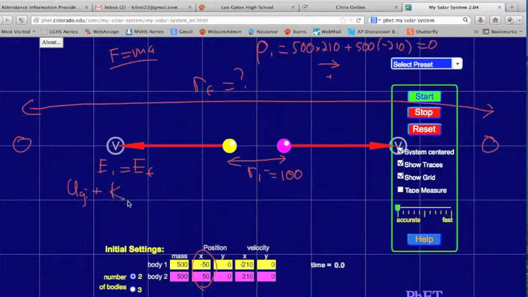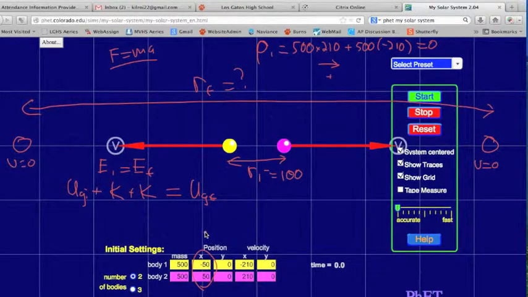Then I have kinetic energy. Well, which one has kinetic? They both do. And so there are two kinetic energy terms, one gravitational potential energy term. What about at their furthest point? Well, I know at the furthest point, the velocity is 0. So there's no kinetic. There is just gravitational potential energy.